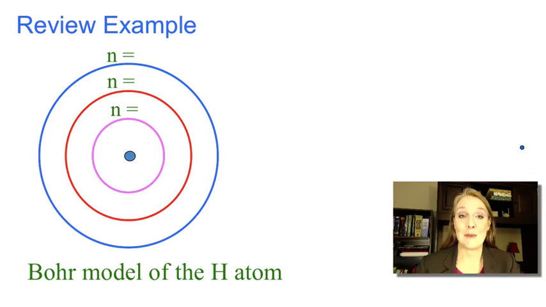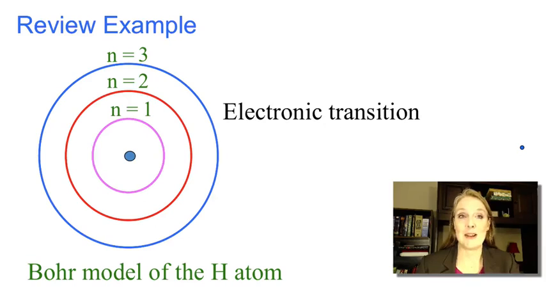Let's continue with the Bohr model by doing an example. Remember that the Bohr model had these shells which were designated by different values of n. So n equals 1 is closest to the nucleus, and then as we move out, the value for n goes up. In this review example, let's pretend that we have an electronic transition where the electron is going to start at n equals 2 and move to n equals 3.